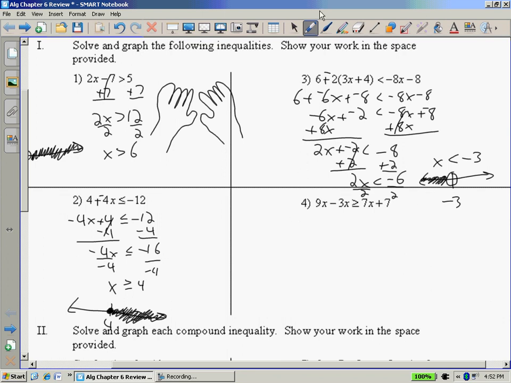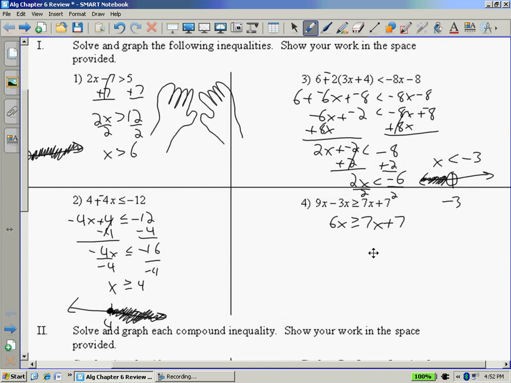Okay, and number 4. First distribute. Nope, we don't have any distributive property. Then combine all of your like terms. So that's 6x. Please remember key, change, or you get burned, and we don't have any of that.